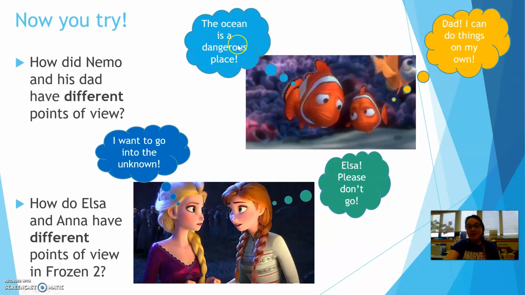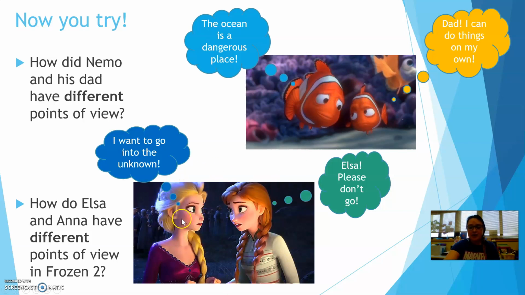And Marlin, he thinks that the ocean is a dangerous place, and he doesn't think that Nemo is old enough to do things on his own. So he's scared for his son. That's what he feels and that's what he thinks, correct?